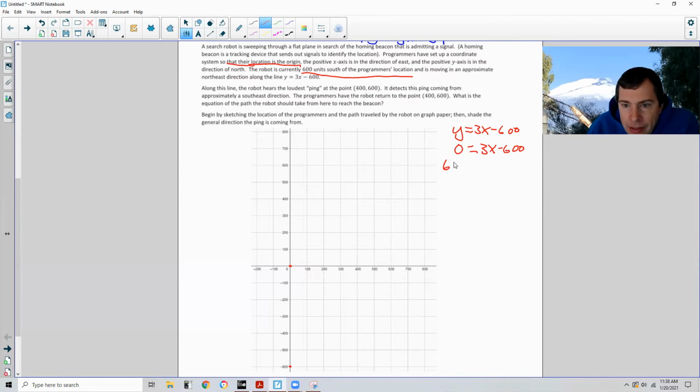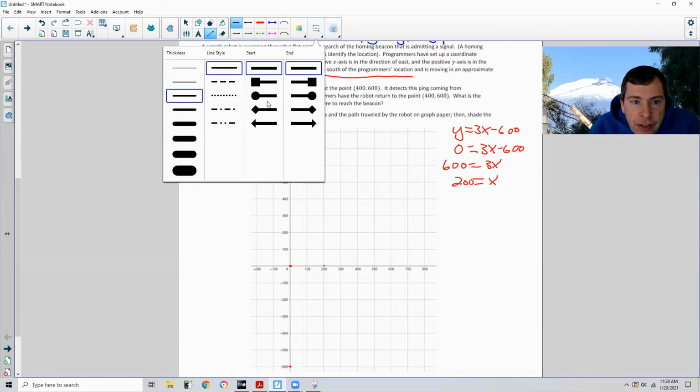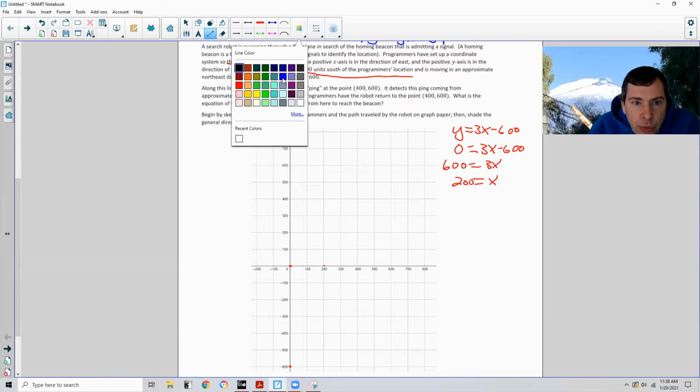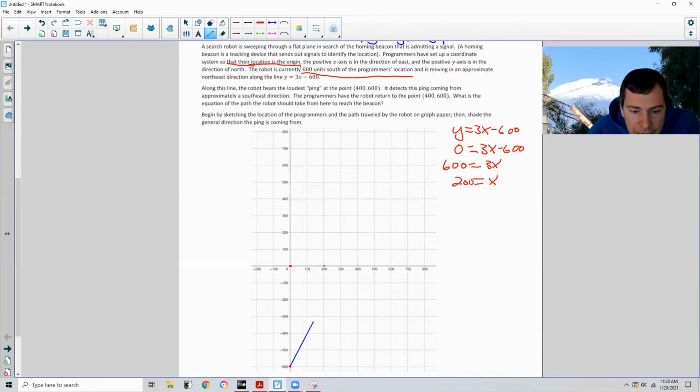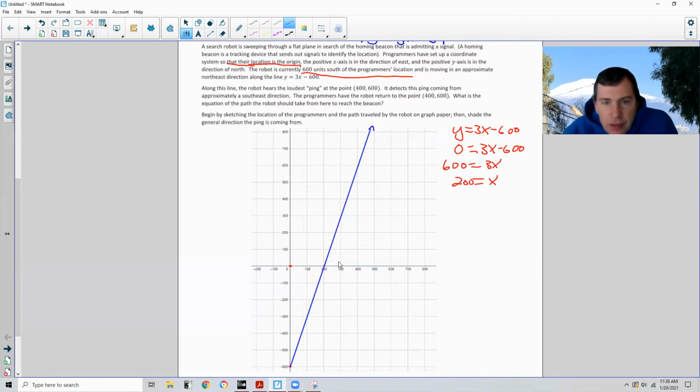And to solve this, I add 600 over to the other side and get this, and then divide by 3 and get x = 200. So I would be right here. So that is our equation of the line, and that's how we graph it. And I'll make it a blue line. So we're going from 0, -600, and going in this direction up through 200, 0, like so. So there is the line with a slope of 3 with a y-intercept of -600. Okay, and let me just put an arrow there, because it's going forever. All right, so that's that.